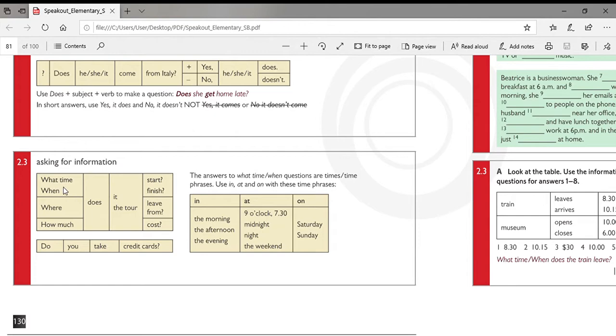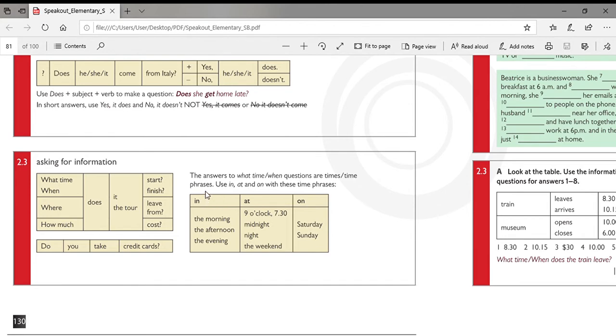So, for example, the first one: what time does it start? Or when does it finish? Or where does it leave? Or where does the tour leave? Or how much does it cost? Or how much does the tour cost? Or do you take credit cards? The most important part is here. The answers to what time and when questions are times or time phrases.